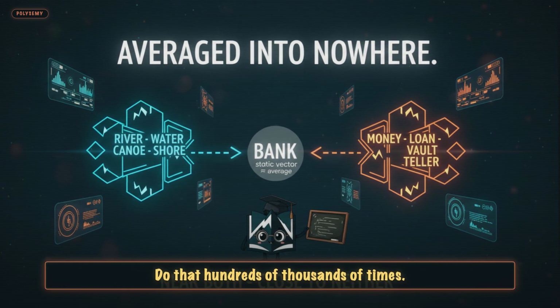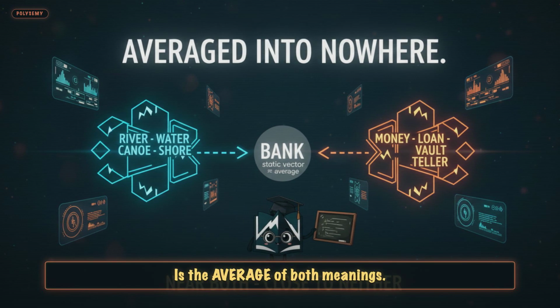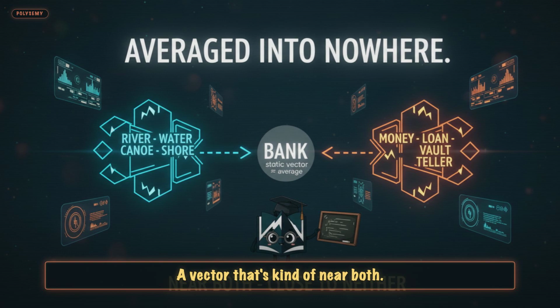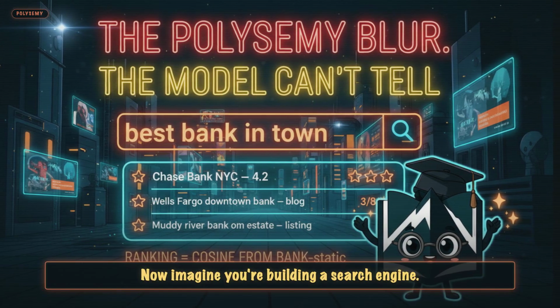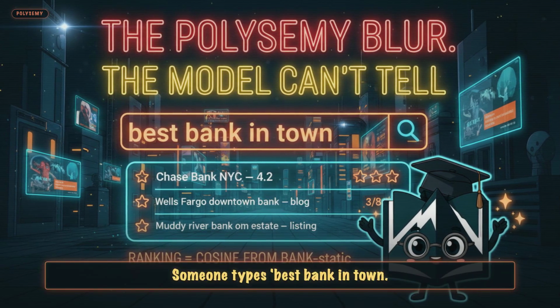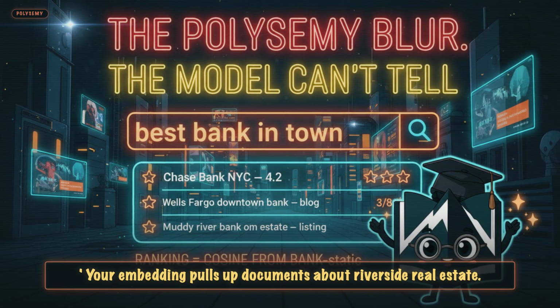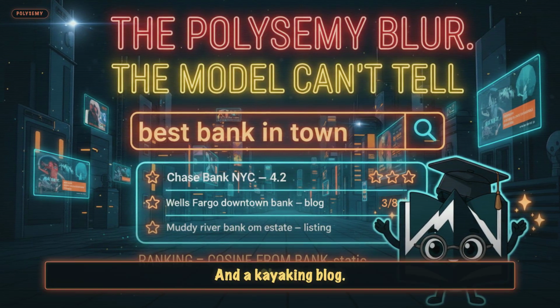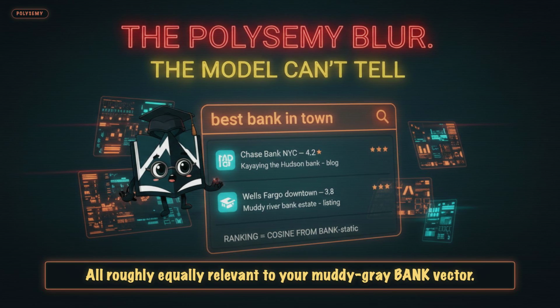Do that hundreds of thousands of times. What you end up with is the average of both meanings, a vector that's kind of near both, and kind of near neither. Now imagine you're building a search engine. Someone types best bank in town. Your embedding pulls up documents about riverside real estate, Chase, Wells Fargo, and a kayaking blog, all roughly equally relevant to your muddy gray bank vector.